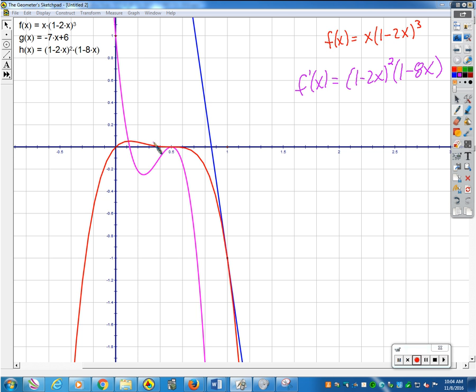Raise your hand if you have a flashcard that says the y coordinates of f prime are the tangent slopes of f. Look for your cards. You need to find out. If you don't have it, you got to make one. The y coordinates of f prime are the tangent slopes of f.